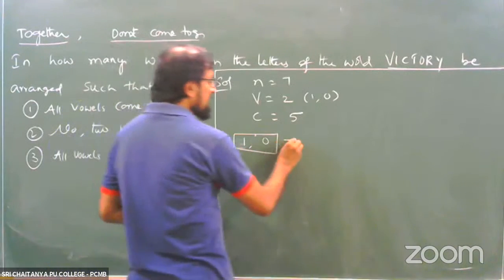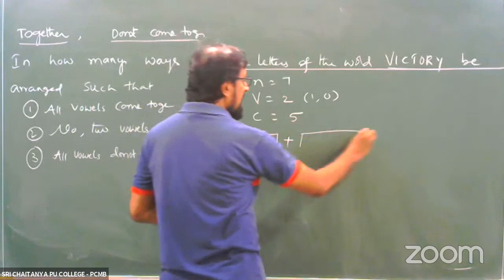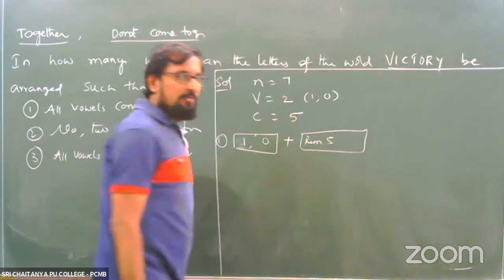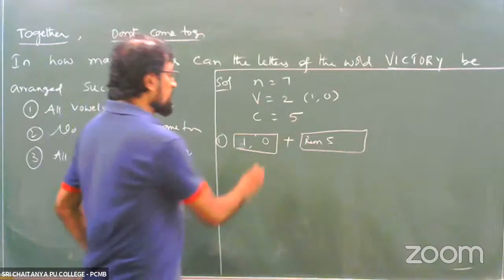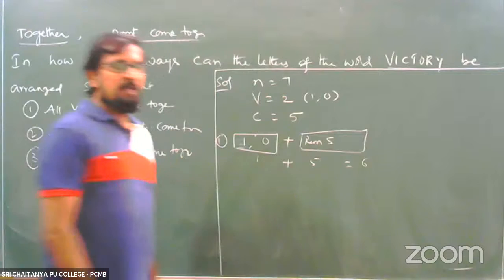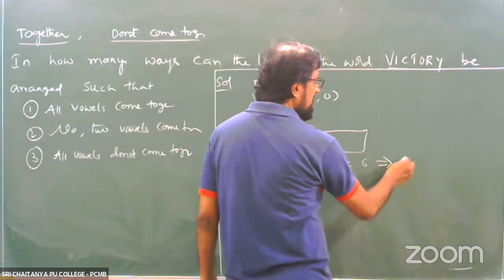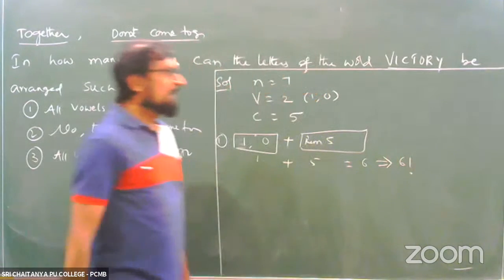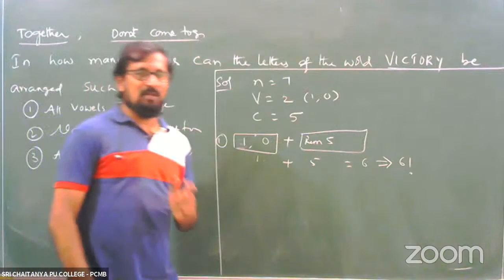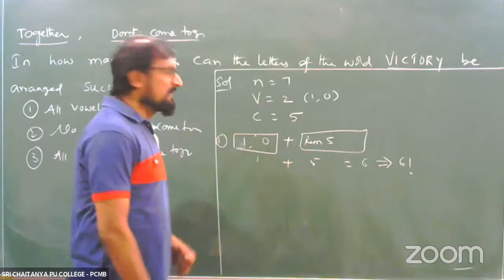Plus the remaining 5 as 5 units. That means 1 plus 5 is equal to 6 units. 6 units can be arranged among themselves in 6 factorial ways, like n things can be arranged among themselves in n factorial ways.